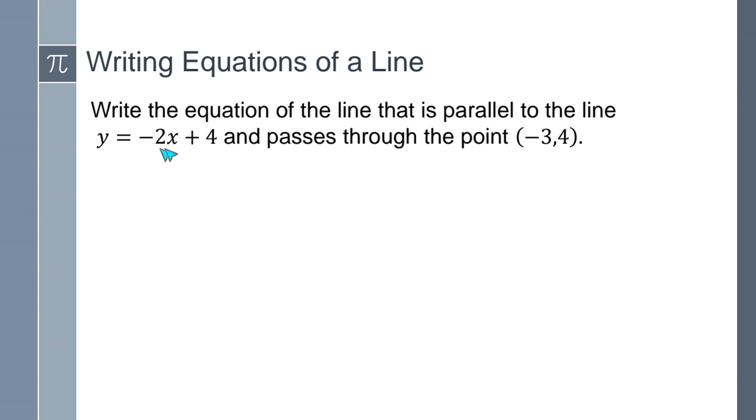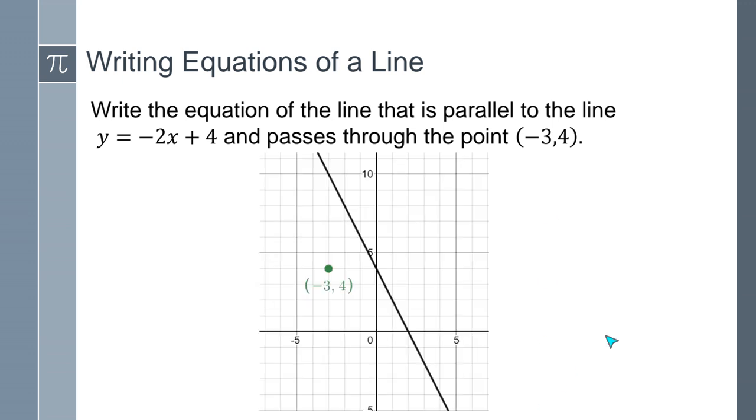Okay, so they want us to find an equation that is parallel to this line that passes through this point. So visually, let's see what that means. This y equals negative 2x plus 4 is the line that I'm displaying here, and the point is negative 3, 4. Parallel means that the lines will never intersect and they're running right next to each other.